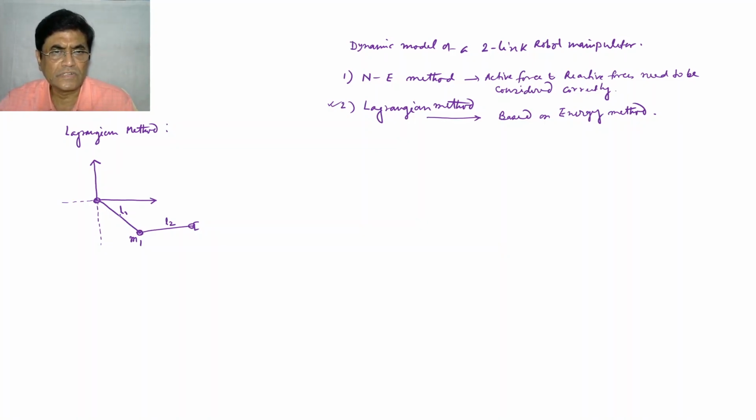You can also consider the lumped mass to be concentrated at the center of mass. Then you need to have the information of how far from one end the mass is. Say if you call it L1, then that will also be okay. But in this particular model, they hardly make any difference, so we are considering lumped mass at the end.